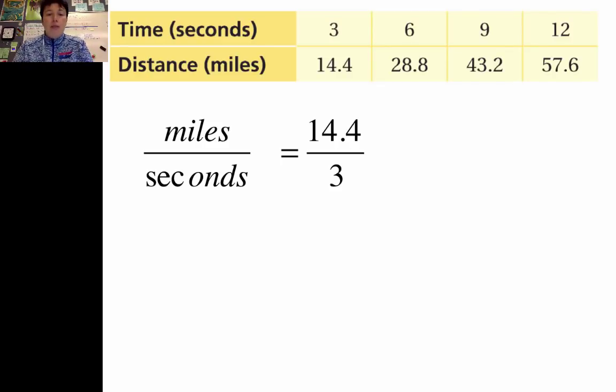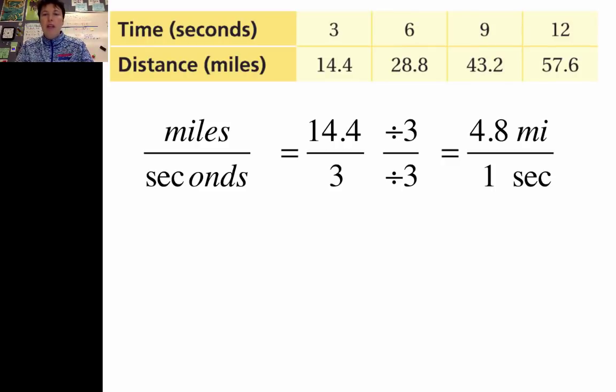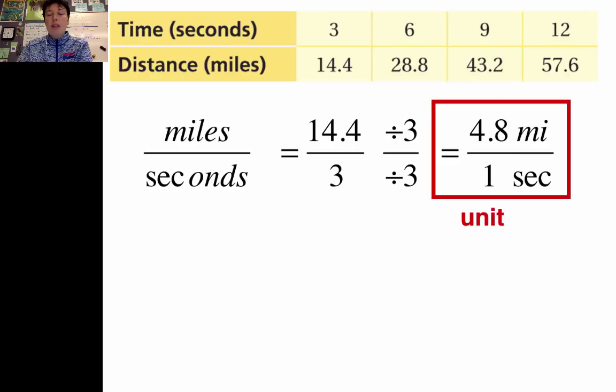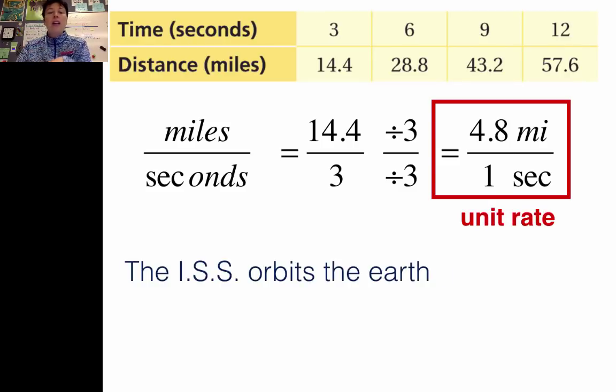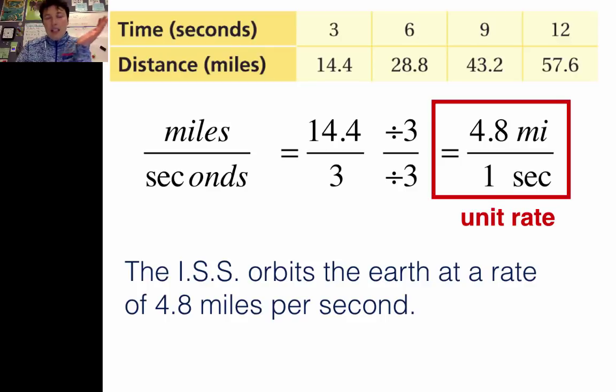But let's make that a unit rate so that there's a 1 in the denominator. So we're going to divide by 3, because 3 divided by 3 will give us 1 in the denominator. Now you've got to grab a calculator. Type in 14.4 divided by 3 and you get 4.8. And on the bottom you get 1 like we wanted. So 4.8 miles in 1 second is the unit rate for the International Space Station. That's amazing. In a single second it can travel 4.8 miles. So I'm going to box that up and label it. That's our unit rate for this problem. The ISS orbits the Earth at a rate of 4.8 miles per second.